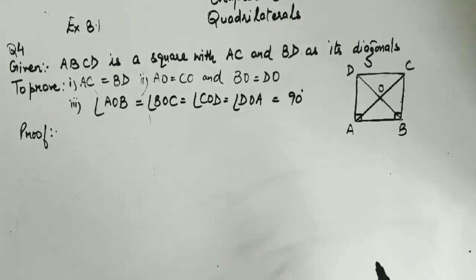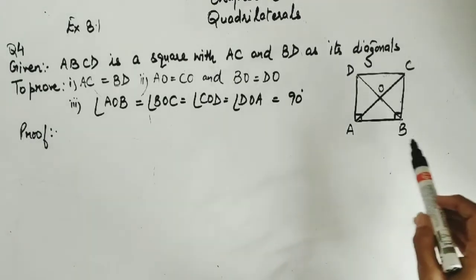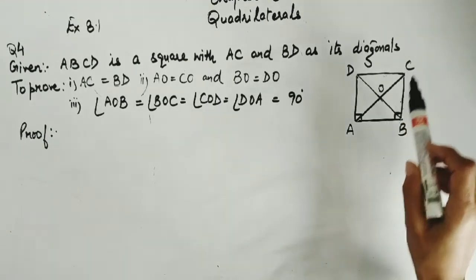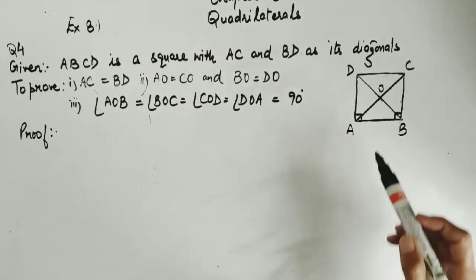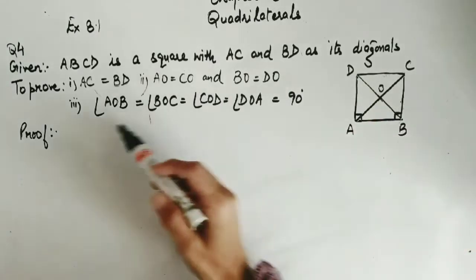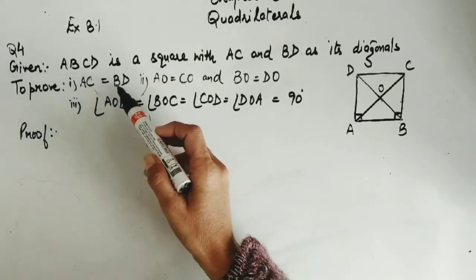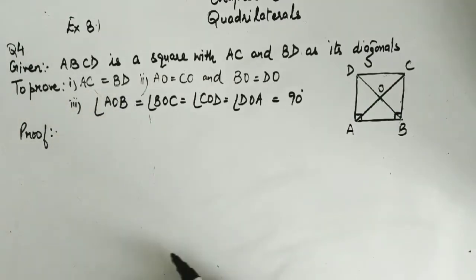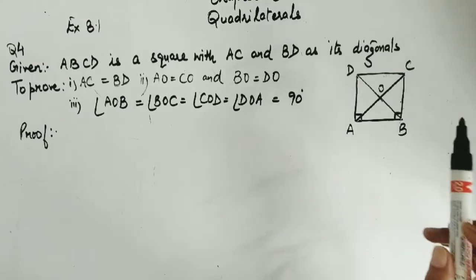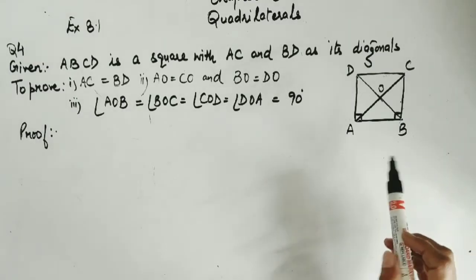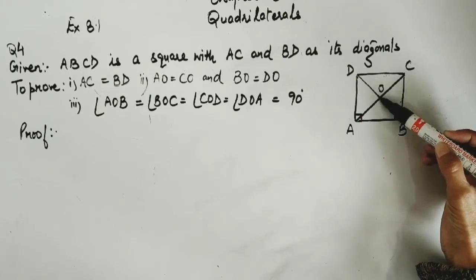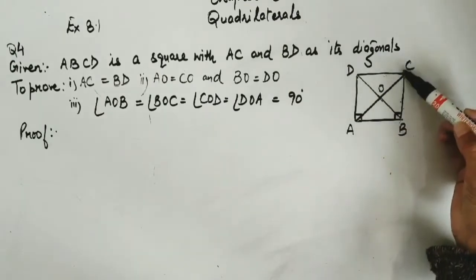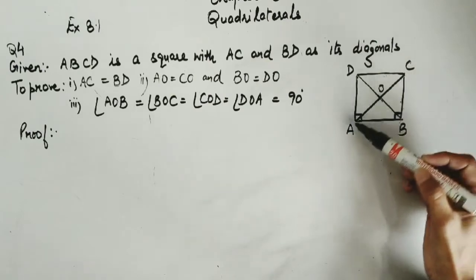Let's now take question 4 from the same exercise, which says ABCD is a square with AC and BD as its diagonals, and we need to prove that these diagonals are equal. So the first part is AC and BD, we should be able to prove that they are equal. Second is diagonals bisect each other at right angle. Bisect means the point of intersection of diagonals O has divided AC into equal parts.